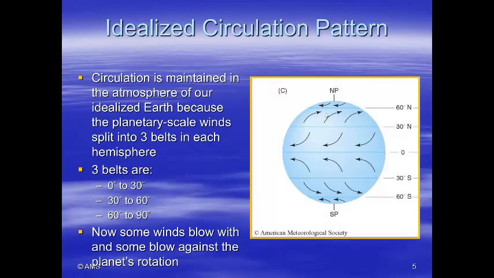Circulation is going to be maintained in the atmosphere of our idealized planet Earth because the planetary scale winds are going to split into three belts. These three belts occur at 0 to 30 and 30 to 60 and 60 to 90. Some winds blow with the rotation of the Earth, and some winds blow against the rotation of the Earth.